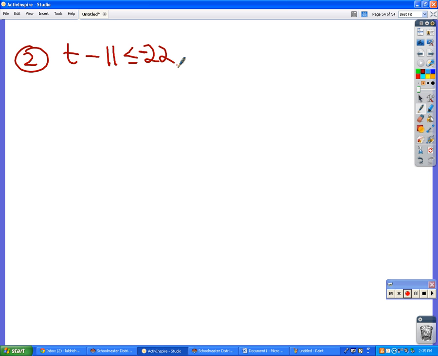Okay, what about t minus 11 is less than or equal to negative 22? First thing I need to do is get rid of that negative 11. What's the opposite of negative 11? Positive 11. So I'm going to go positive 11 here, and I'm going to go positive 11 here. So those cancel. The less than or equal to stays the same.